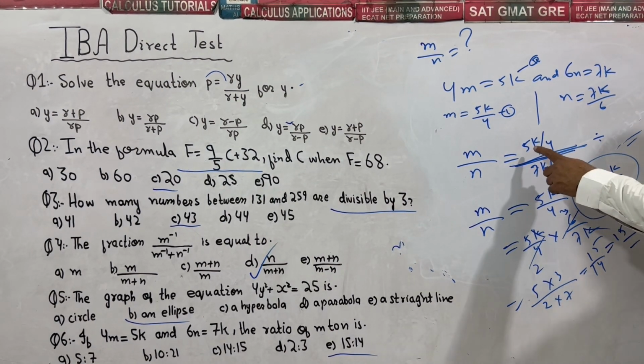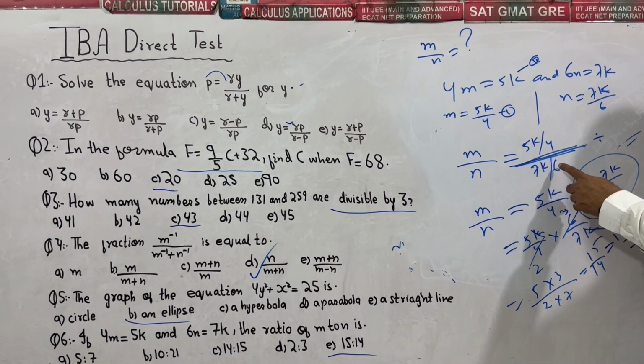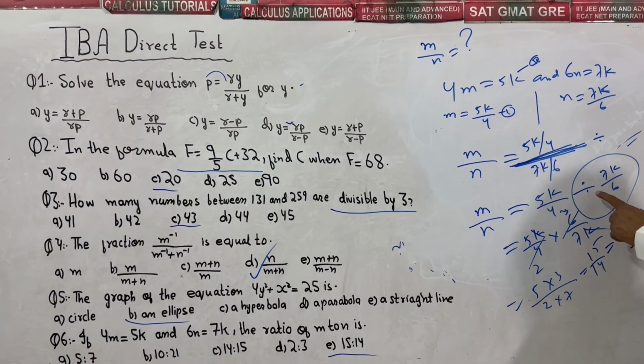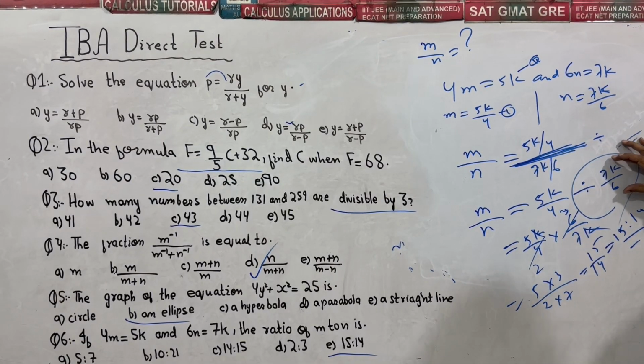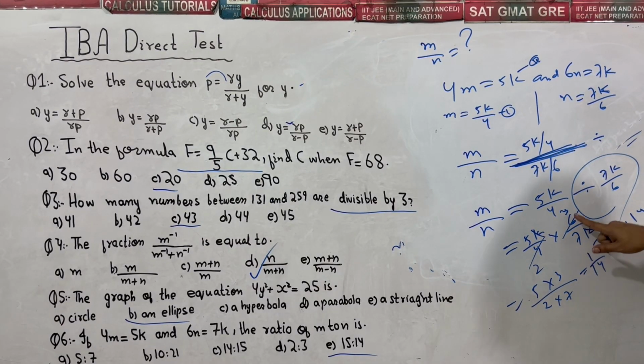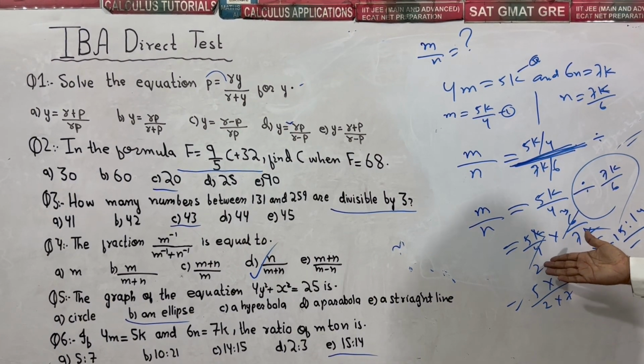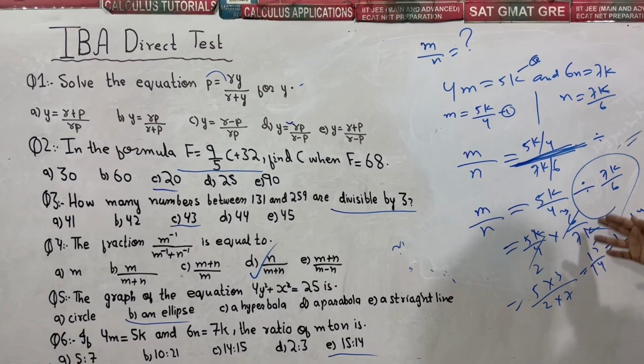Put the values in m divided by n. Here the value of m is 5k over 4, the value of n is 7k divided by 6. Instead of division, I have written division. So convert division into multiplication for calculation. Just write the reciprocal of this term. Instead of dividing by 7k over 6, multiply by 6 over 7k. Just a tiny manipulation, k cancels out, applying the table of 2. 2 is the common factor of 4 as well as 6, cancelled out. 5 times 3 is 15, 2 times 7 is 14.